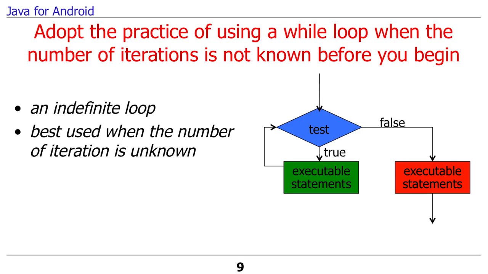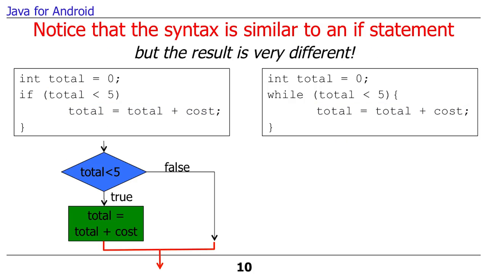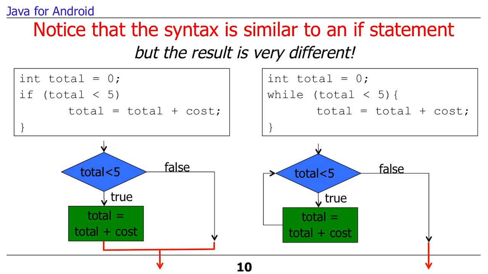A good programmer will adopt the practice of using indefinite loops when the number of iterations is not known or easily calculated beforehand. The syntax of the while loop is almost identical to that of the if statement, but the results are quite different. In the if statement, the conditional total less than 5 is tested only once, and the total is increased once or not at all. In the while loop, the condition may be tested many times before we finally exit the loop.